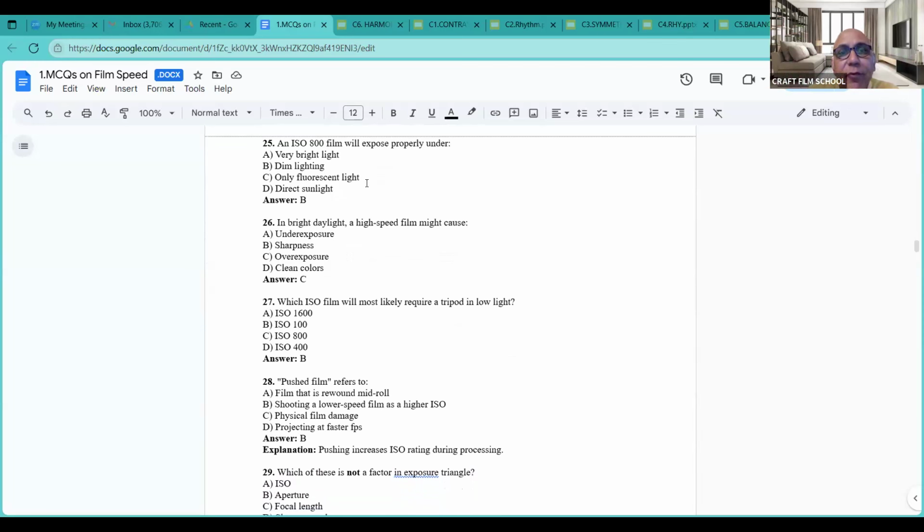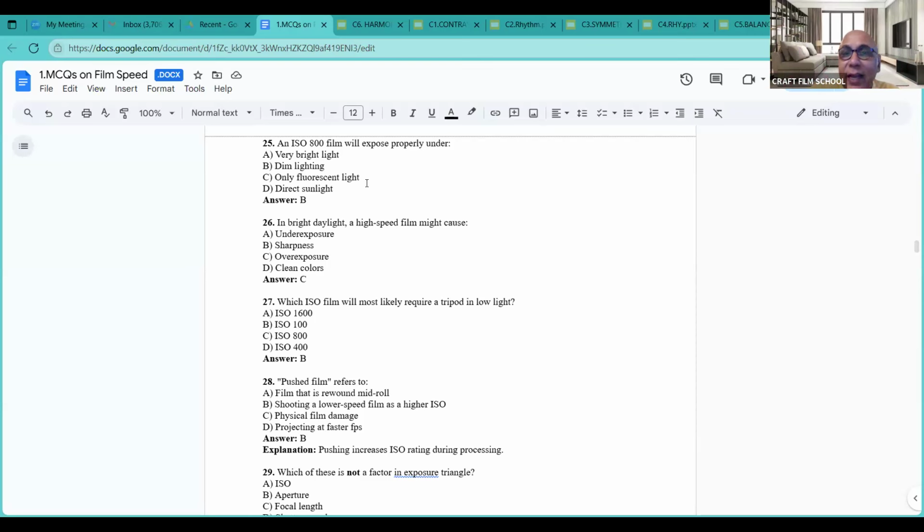An ISO 800 film will expose properly, a very different way of asking the question. ISO 800 means it is a high speed film. High speed film means low light. In a low light, it is required. In bright light, you can use it, but then you have to cut down the exposure because it is already a very sensitive film. So when the light condition is very dim, you will be using the higher ISO, which is 800.